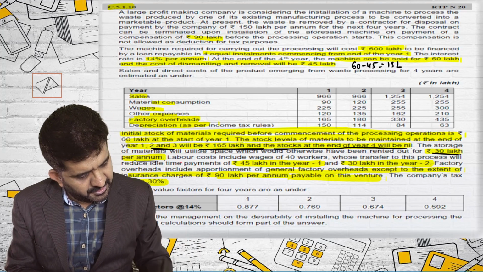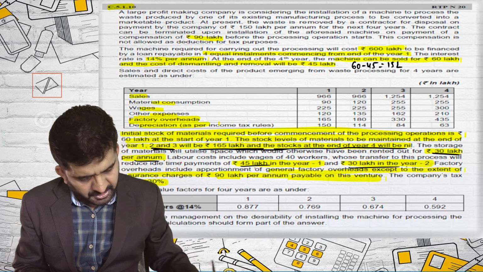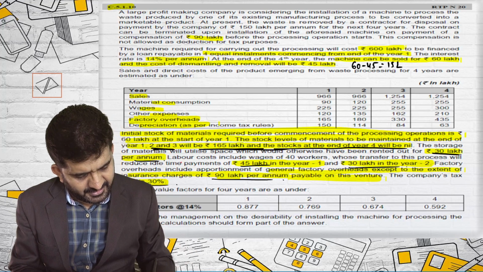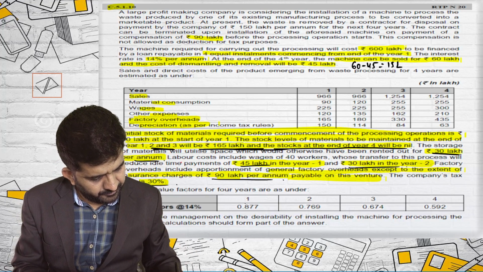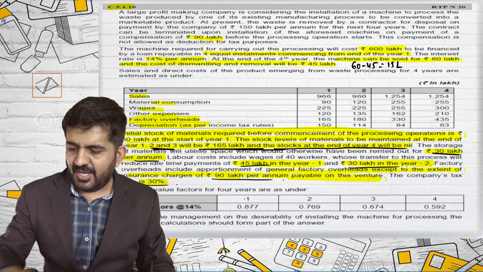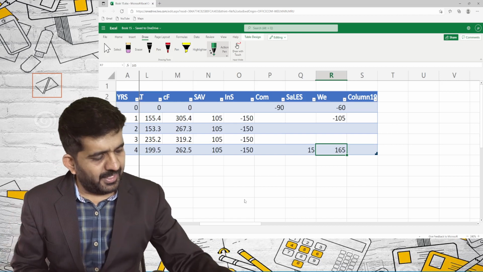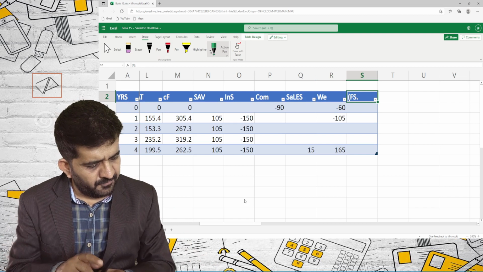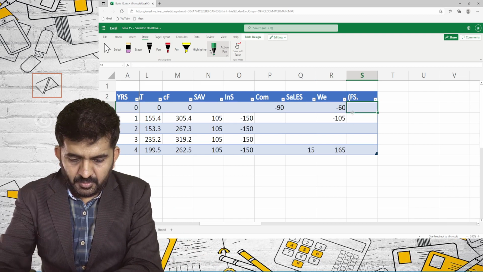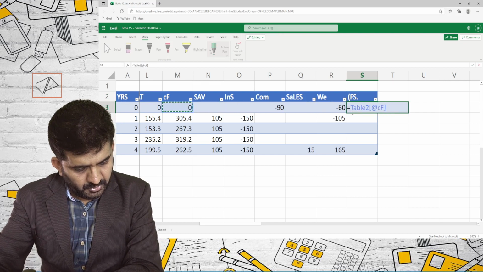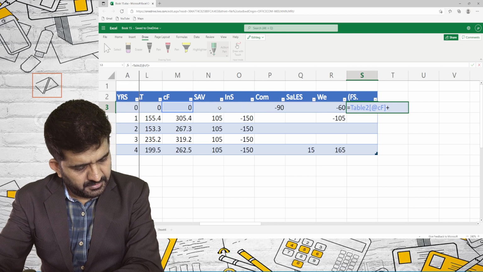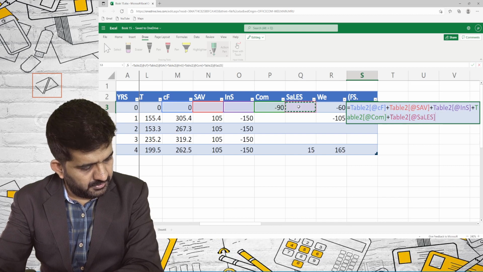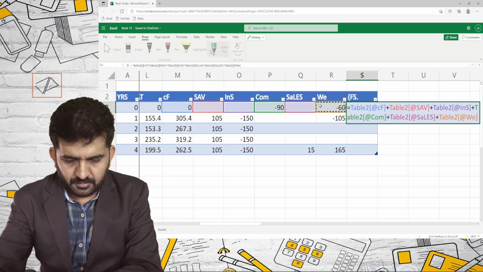This 30 lakhs I have considered in profit. 45 lakhs, 30 lakhs I have considered in profit. Factory overhead 90 lakhs I have included in profit. Company's tax rate I have considered wherever necessary. So I think I am done with all my cash flows. So what will be my cash flows? It will be equal to the cash flow of this column plus this column plus this column plus this column plus this column plus this column.